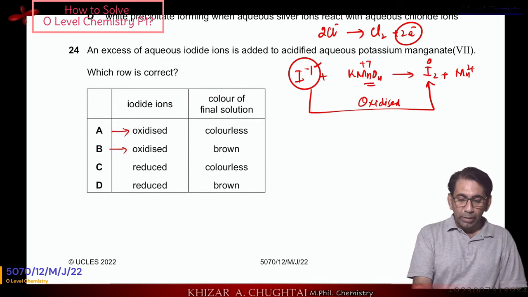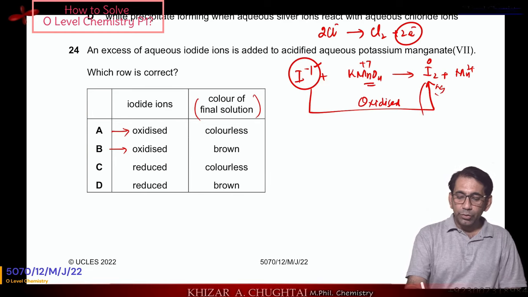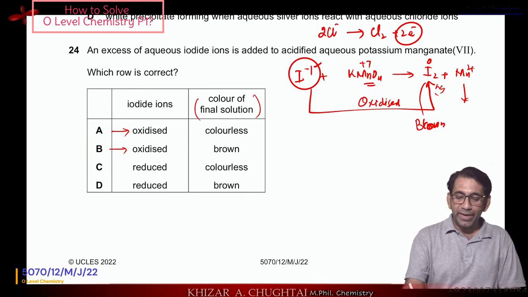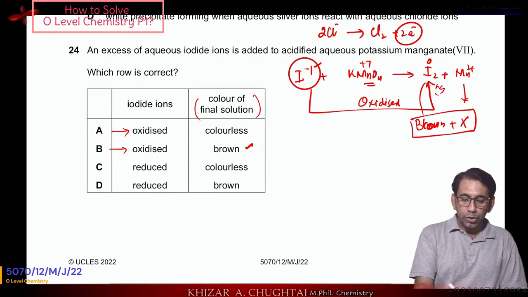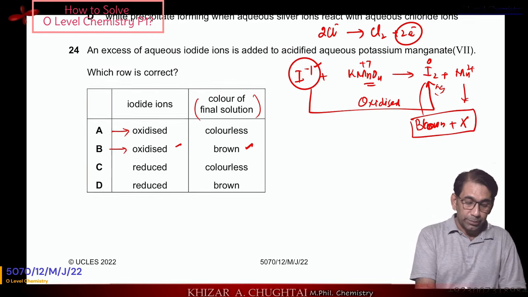The second column is showing the color of the final solution. What is the color of a solution of iodine in aqueous medium? Its solution is brown. And what is the color of the solution because of Mn2 positive ion aqueous? No color, I mean colorless. So the final color is brown. So B is the correct option.